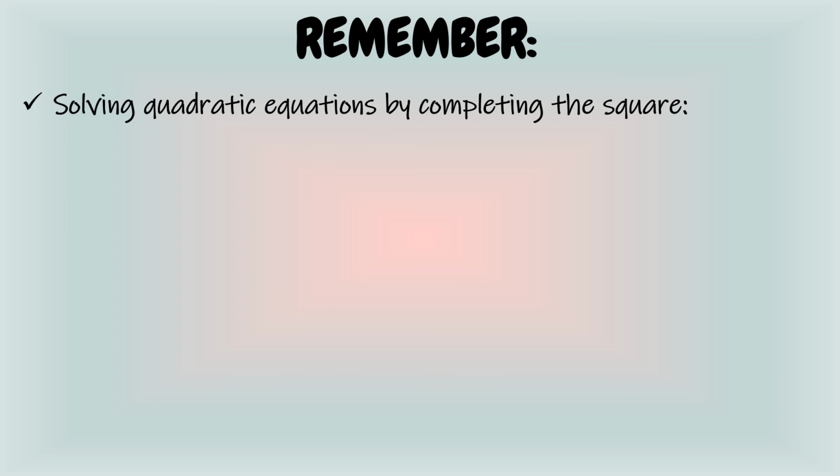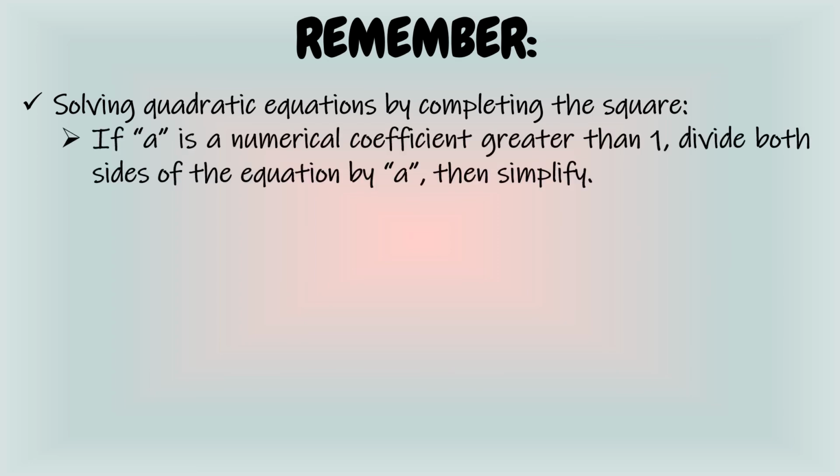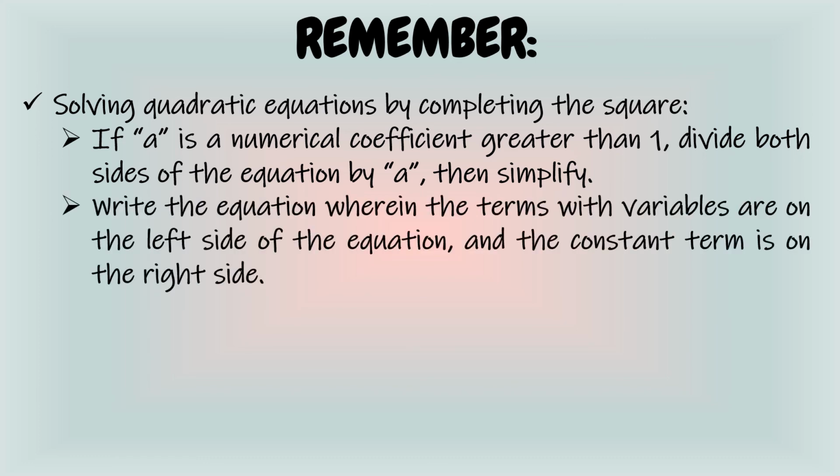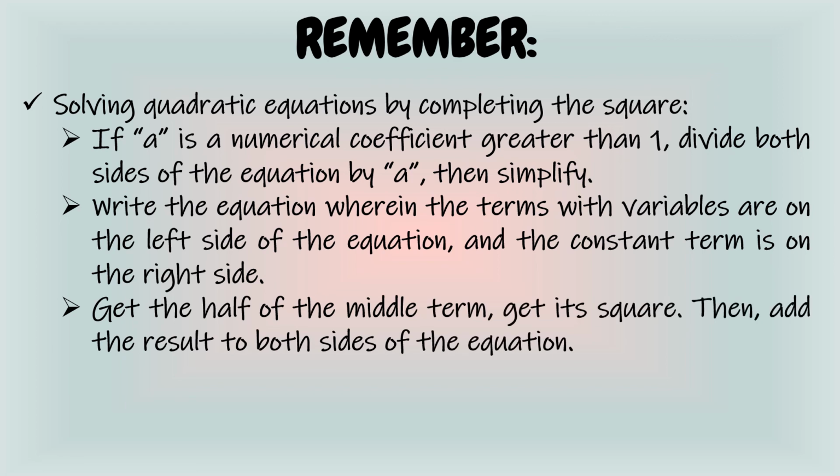Let us now summarize what we have learned in this lesson. In solving quadratic equations by completing the square, first, if a is a numerical coefficient greater than 1, divide both sides of the equation by a, then simplify. Second, write the equation wherein the terms with variables are on the left side of the equation and the constant term is on the right side. Third, get the half of the middle term and get its square. Then, add the result to both sides of the equation.